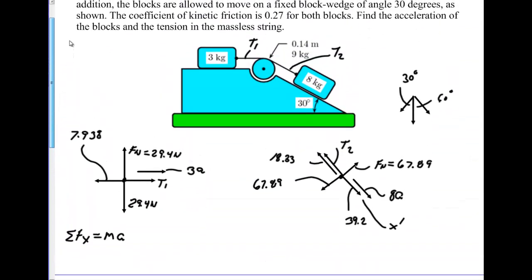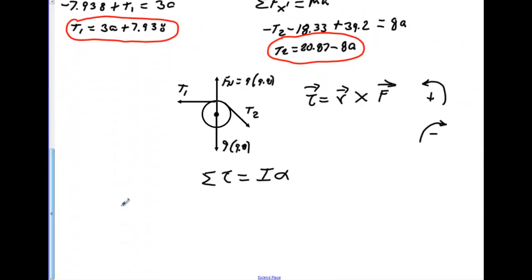The radius of the pulley is 0.14. So I can say that T1 times 0.14, now I'm going to do minus because this is going to make it want to go clockwise, T2, okay? Now, here's what you're going to be careful with.